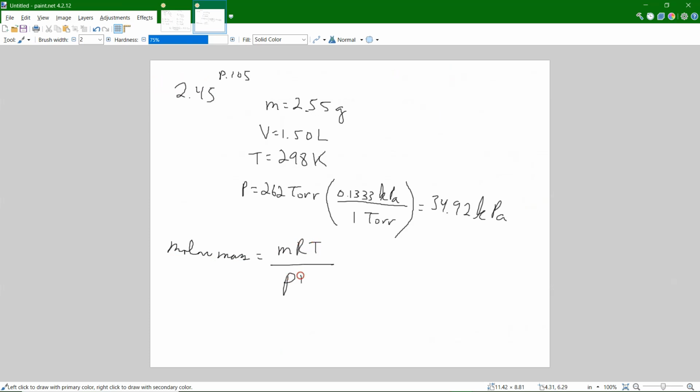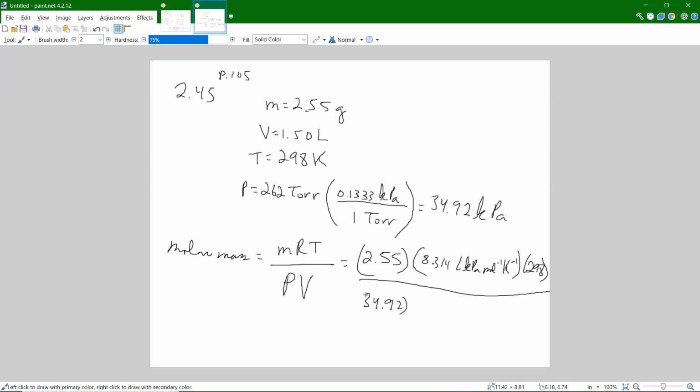MRT over PV. So 2.55 times R. What R am I going to be using here? Liters, kilopascals per mole. What R is that? Always got to check our R's here. 8.314. Okay. Liters, kilopascals per mole per Kelvin. Temperature is 298. Pressure is 34.92. And volume is 1.50.